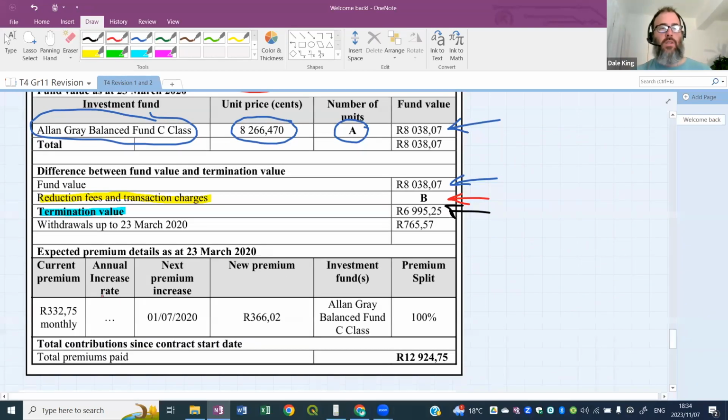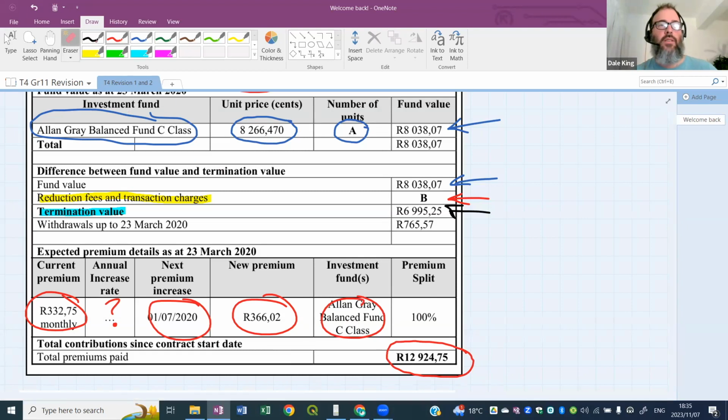And then the last section at the bottom here, we see expected premium details at 25th of March 2020. This is the current premium that you were paying. You were paying this much every month into this investment. There's no annual interest rate here. Your premium is going to increase on this day to this value. You're investing 100% in this company here. And these are the total premiums that you've paid.